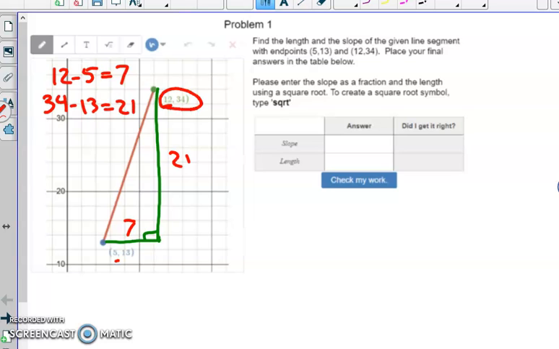So I started with this as my first ordered pair, and it's the first numbers in those subtraction problems, and then 5 and 13 being the second. The slope is going to be rise over run, so this will be 21 over 7. So hopefully, this is 3. Hopefully that is what you found for the first segment.